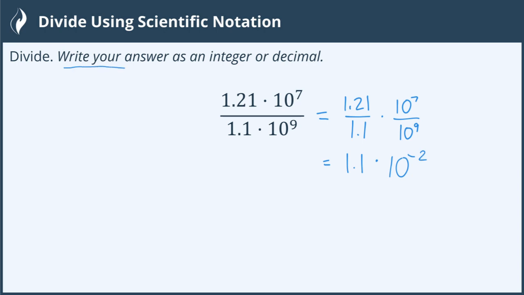Notice that it says to write your answer as an integer, which is a whole number, positive or negative, or a decimal. So I'm going to write this as a decimal. I don't think it's going to be a whole number, but I do think I can write it as a decimal. This negative 2 exponent, because it's negative, indicates that this number needs to get smaller. So I'm going to start with 1.1, and I'm going to move this decimal to make it smaller in the left direction by 1, 2 times.